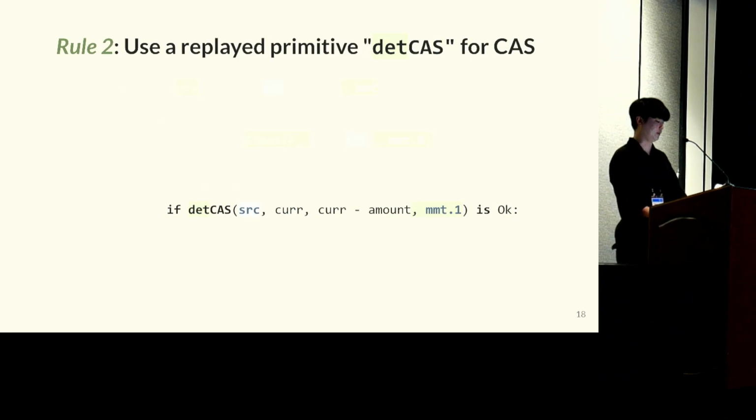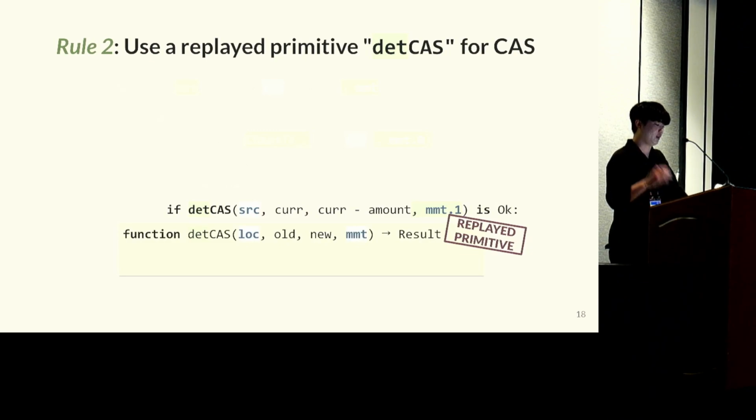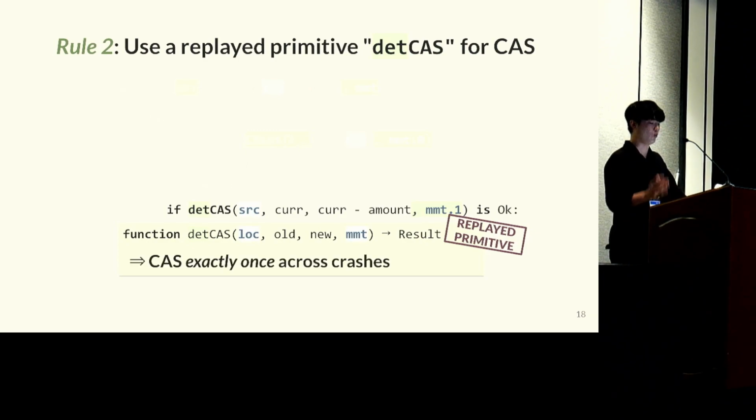To solve this problem, we introduce a primitive functioning as a detectable CAS. Rule 2 mandates using detectable CAS in place of plain CAS. As a Memento function, detectable CAS takes an additional Memento parameter and ensures replay. Moreover, it executes the compare and swap operation only once across crashes.